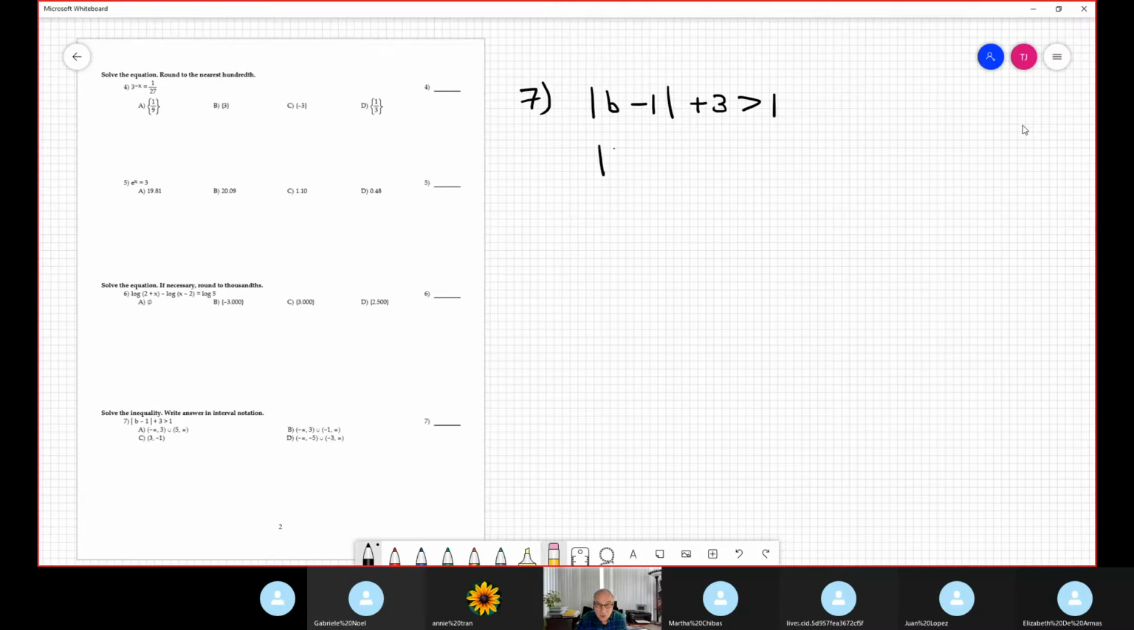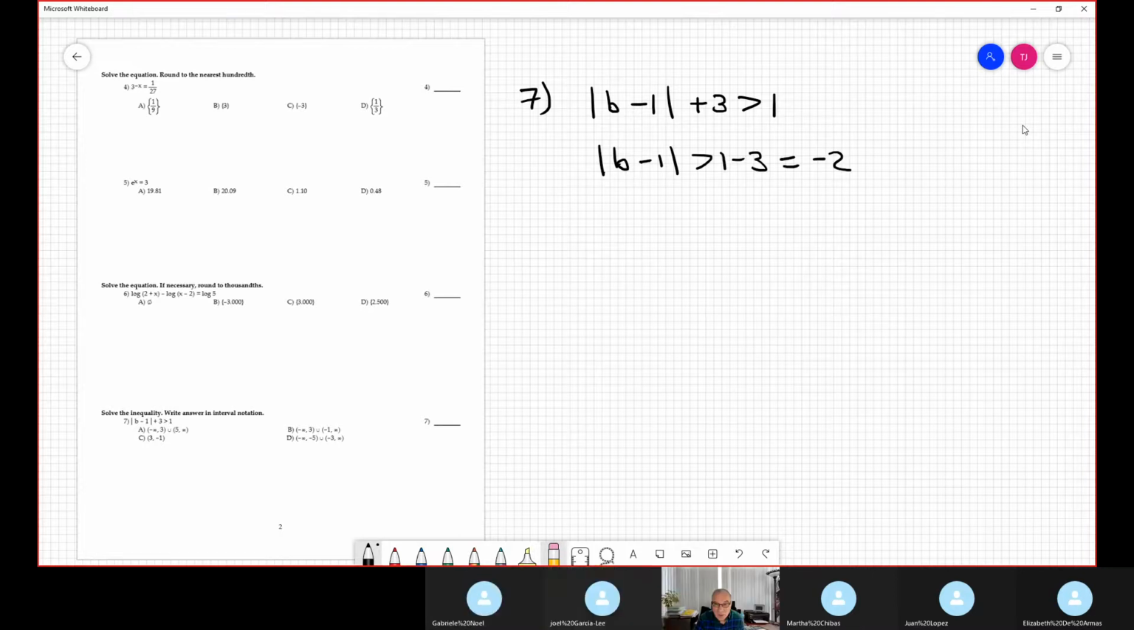Why? Because absolute value b minus 1 is greater than 1 minus 3. I remember this question. Okay, minus 2. And when the absolute value is greater than, it's infinitely many solutions. Then something is wrong. I suppose it's minus. So if you see something like that in the test, you change it. This is minus. This is minus. See, it's minus plus. This is plus 4.